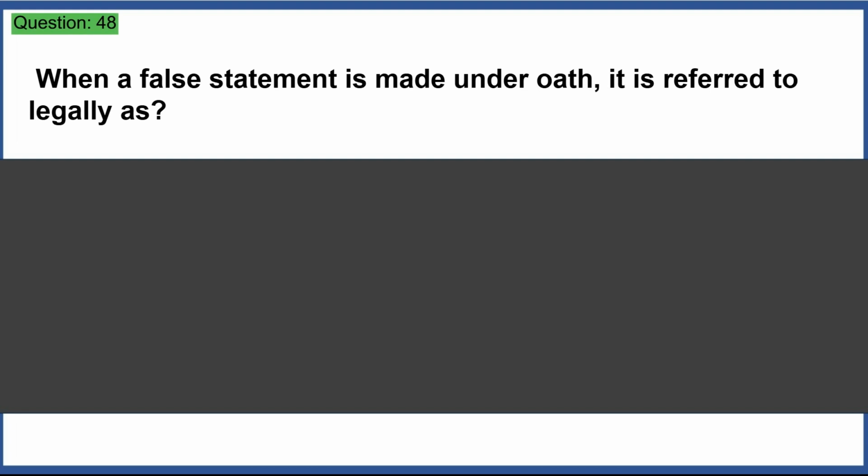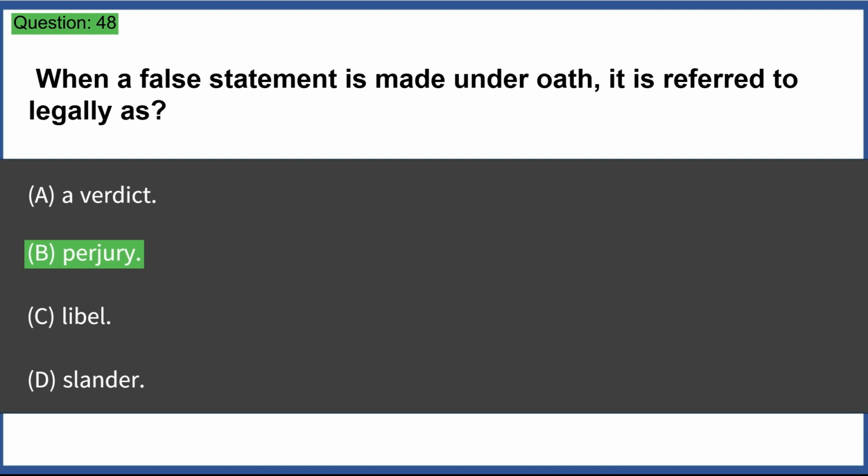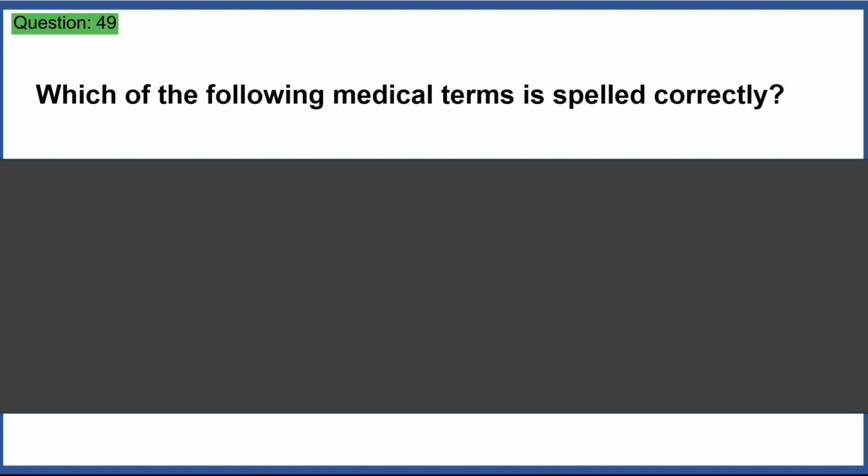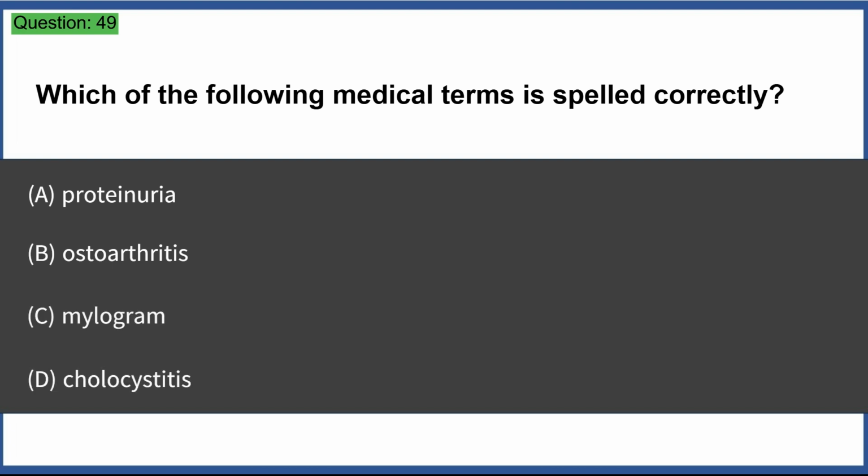Empathy. When a false statement is made under oath, it is referred to legally as A. A verdict. B. Perjury. C. Libel. D. Slander. Answer: B. Perjury. Which of the following medical terms is spelled correctly? A. Proteinuria. B. Osteoarthritis. C. Myelogram. D. Cholecystitis. Answer: A.